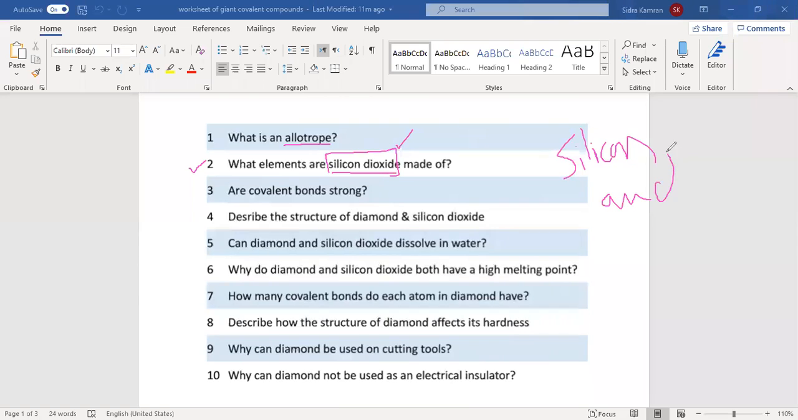The worksheet was very easy, but you just have to pick how to answer. So the answer is silicon and oxygen, simple. You have to write just these 2 words. Are covalent bonds strong?